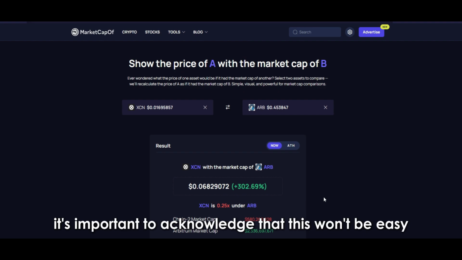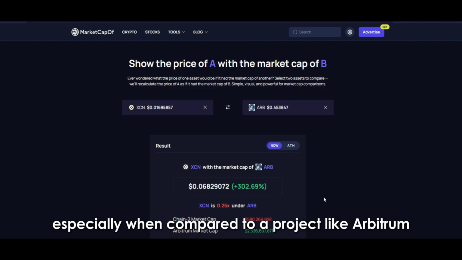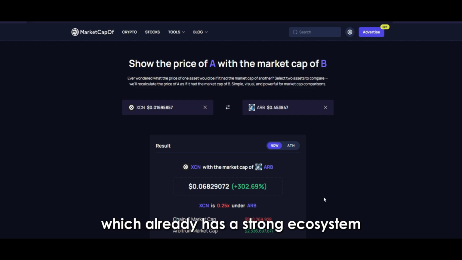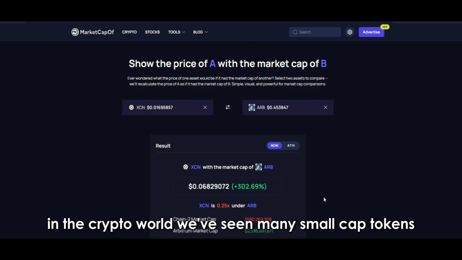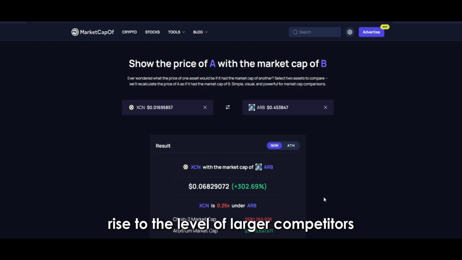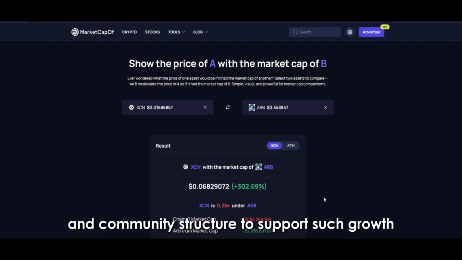It's important to acknowledge that this won't be easy. Especially when compared to a project like Arbitrum, which already has a strong ecosystem, XCN has a longer road ahead. Still, it's not impossible. In the crypto world, we've seen many small-cap tokens rise to the level of larger competitors, or even surpass them. What matters most is having the vision, technology, and community structure to support such growth.